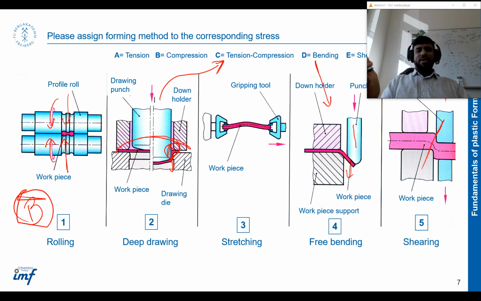And then we will come towards stretching. Here we see that we have one fixed gripper. So this is fixed.